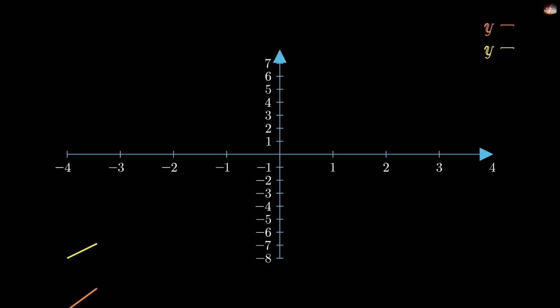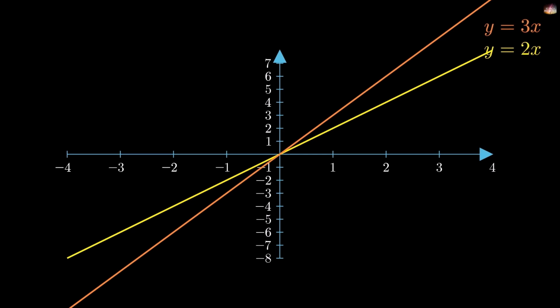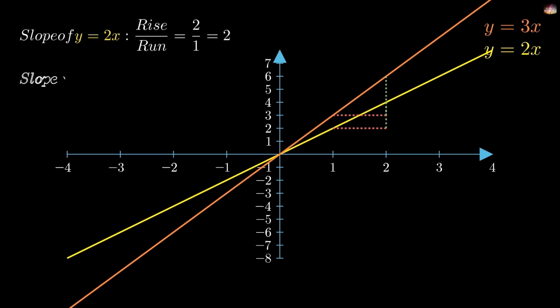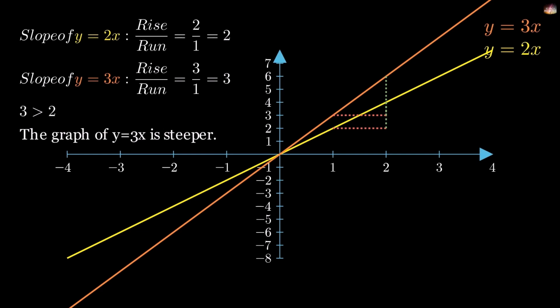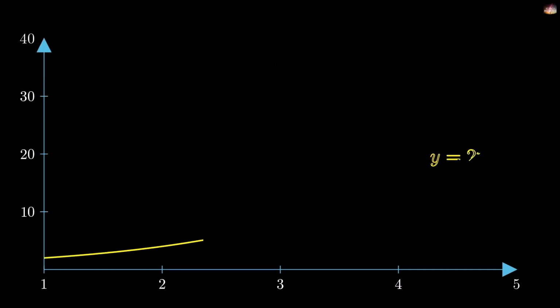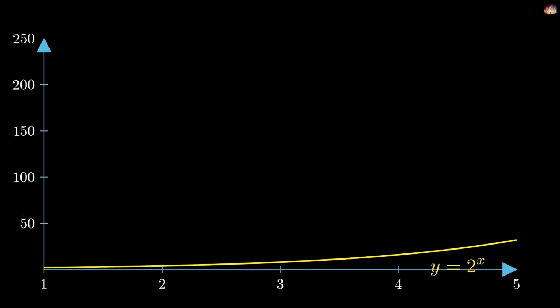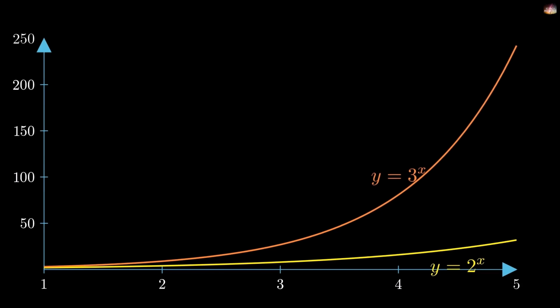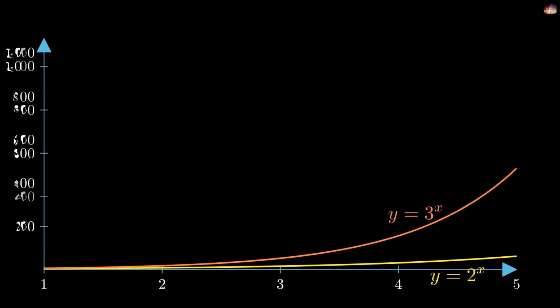So y equals 2x is a normal straight line. Similarly, y equals 3x is also a straight line. It's just that its slope is a bit higher compared to 2x, as you can see here. But now, if we try to draw y equals e to the power x, you'll see that this thing shoots up rapidly like a rocket. And similarly, y equals 3 to the power x shows an even more curvy behavior. And as the base increases, the behavior of this graph becomes sharper and sharper. So this is the real power of exponential functions.